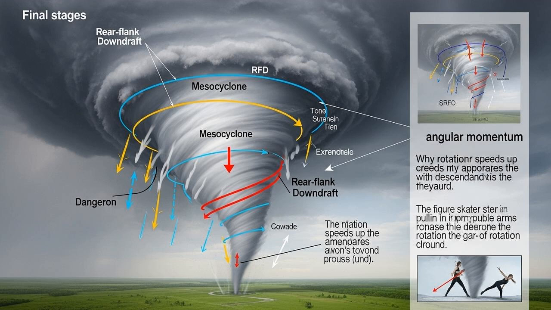This is the exact same reason a figure skater spins faster when they pull their arms in. By making the spinning column of air narrower, the storm causes it to rotate much faster. This intensification is a key step in forming the tornado's vortex.